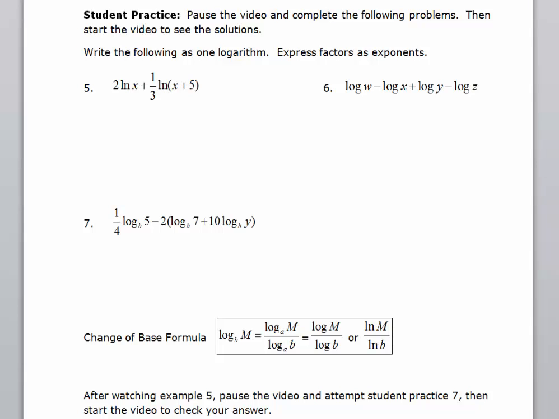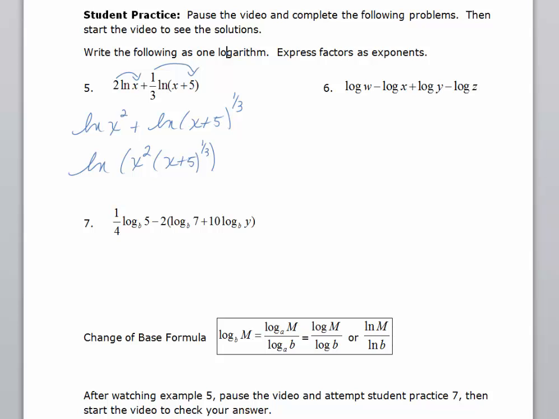Now let's go over the answers to the student practice. The first one has factors in front of the log, so we're going to rewrite those as exponents. So we'll have the natural log of x squared plus the natural log of x plus 5 to the 1/3. We have the sum of two logs, which is the log of a product, so that would be x squared times x plus 5 raised to the 1/3, and then close the parentheses.